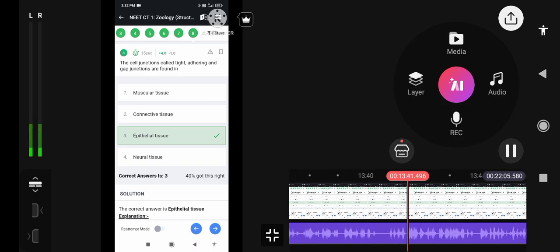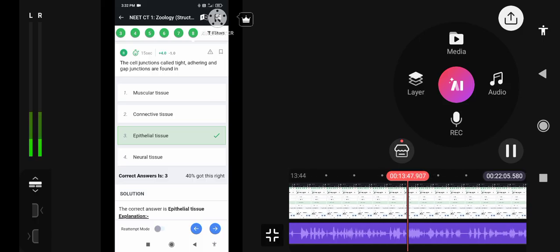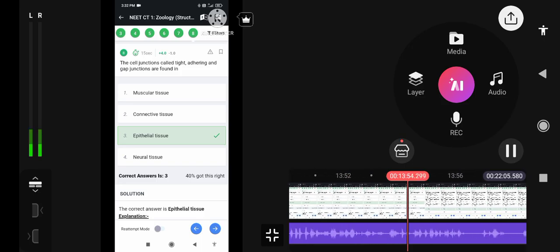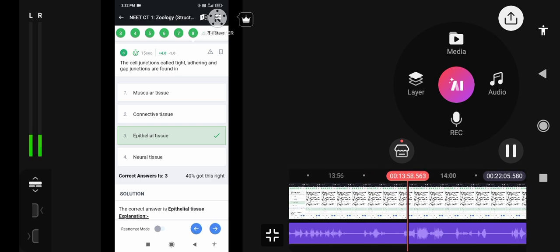The junctions called tight, adhering, gap junctions are present in epithelial tissue. When you study epithelial tissue, at the end of the epithelial tissue chapter, after compound epithelium, they show cell junctions: tight junction, adhering junction. Okay, now let's move ahead.